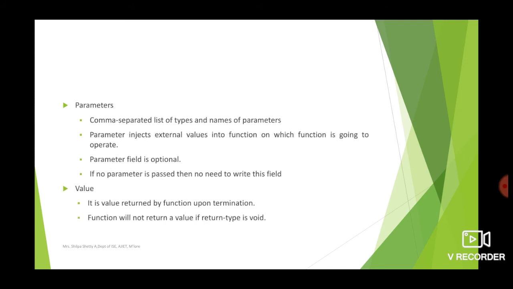So the next part is parameters, which we have already discussed. It's a comma separated list of types and names of parameters. Parameters inject external values into the function on which the function is going to operate. The parameter field is optional. If no parameter is passed, then there is no need to write this field. Sometimes for the function to execute, it may not require any data. So in such a case, we don't pass any parameter, and we do not mention the parameter name. Simply we will write a pair of opening and closing braces.